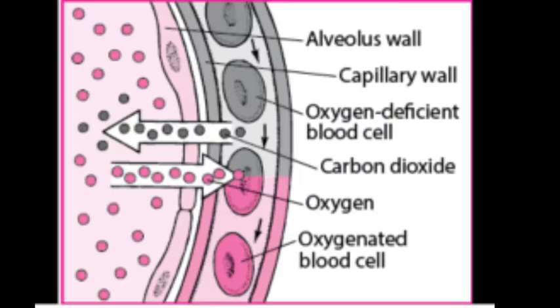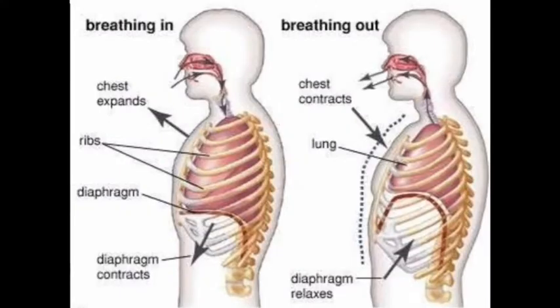When we breathe in, the exchange of gases between alveoli and blood takes place by the process of diffusion. Oxygen from alveoli reaches blood and CO2 from blood diffuses into alveoli. Now, the air present in the air sacs of the lungs is rich in carbon dioxide.